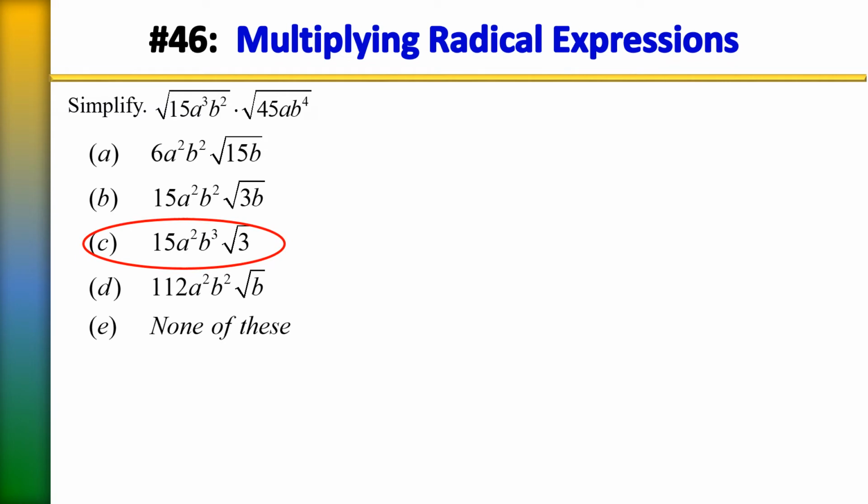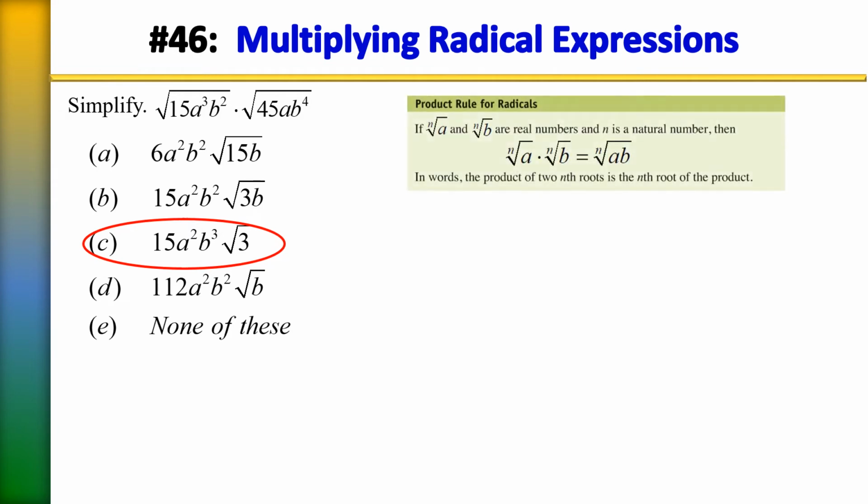Choice C. Notice what we have here are two radicals that are being multiplied. So we're going to apply what is called the product rule for radicals, which states that if the indexes are the same, meaning the root of the radical, all we have to do is simply multiply the inside with the inside. So with the coefficients, you're going to multiply the coefficients and you're going to add like bases of the exponents. So let's go ahead and do that.